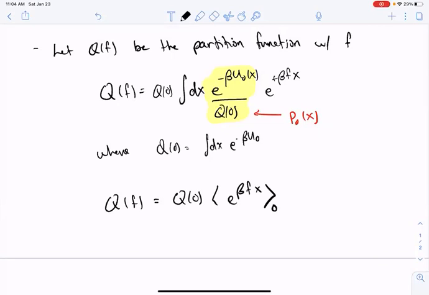So again, it is important to stress that this simple looking relationship encodes something really deep and interesting, that a system's fluctuations in the absence of a perturbation encode what happens in the presence of that perturbation.